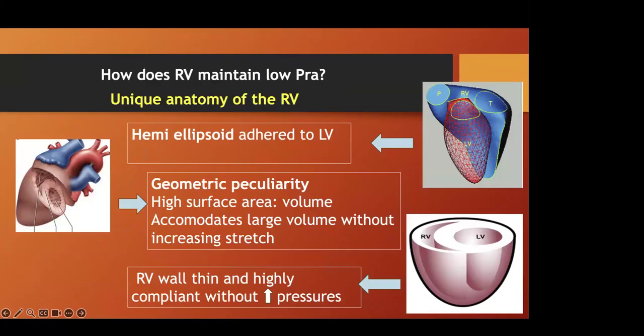And apart from the geometrical shape, the surface area is also quite large when compared to the LV, and it can accommodate a larger volume with less increase in pressure. Additionally, it is thin-walled and much more compliant when compared to the left ventricle. So these are the anatomical features which help to maintain the right atrial pressure very low.